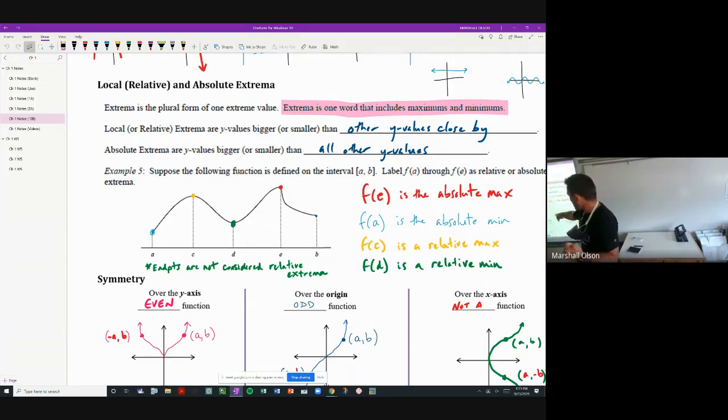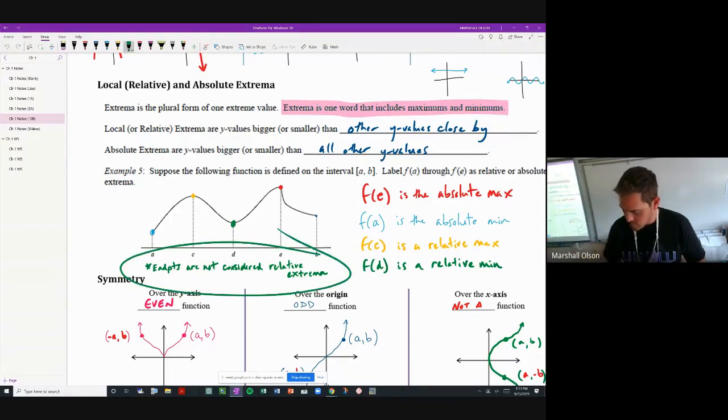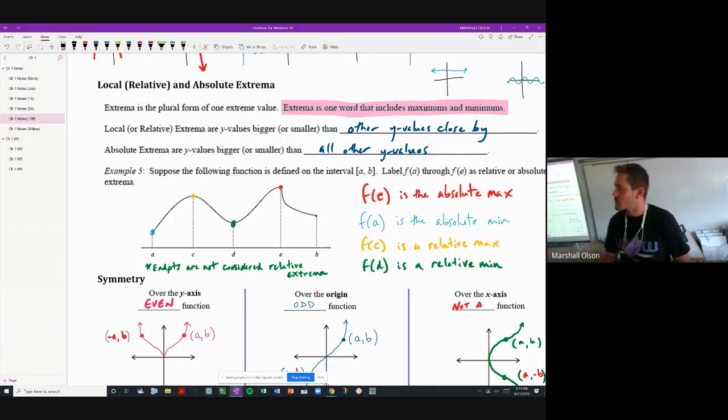First of all, what I had you write down here in green: endpoints are not considered relative extrema. If you didn't write that, make sure you write that. We're sticking with that because of the definition of relative extrema. Remember, relative and local mean the same thing. Extrema is a fancy way to say minimum or maximum; it covers both words. In order to be a relative maximum, it has to have a y value that is higher than the y values on either side of it.